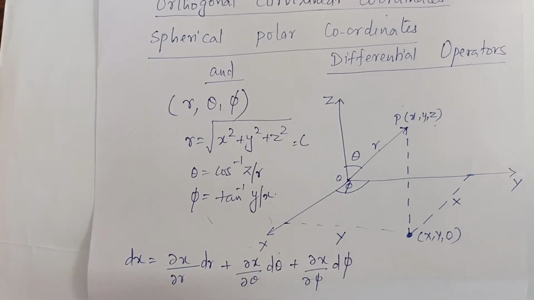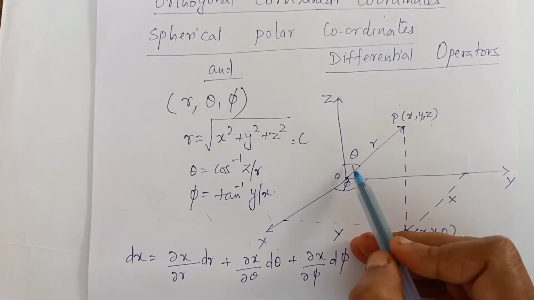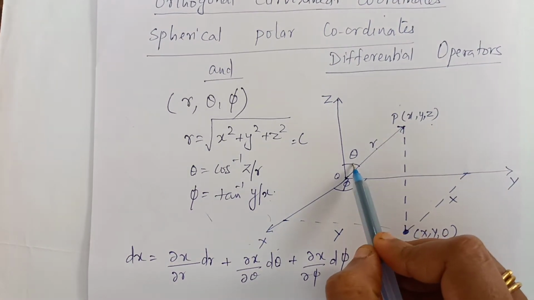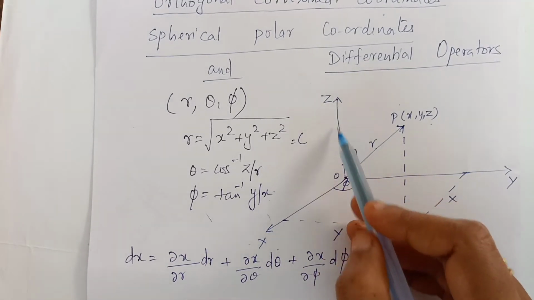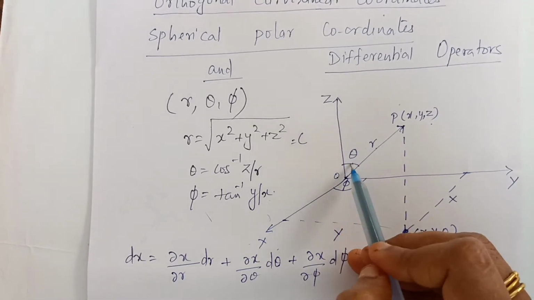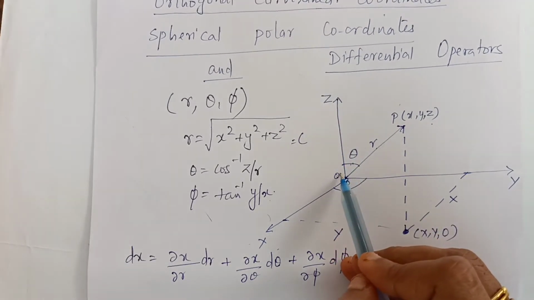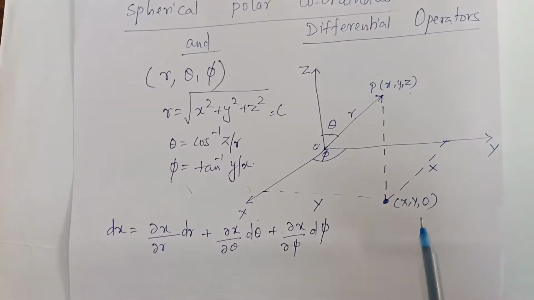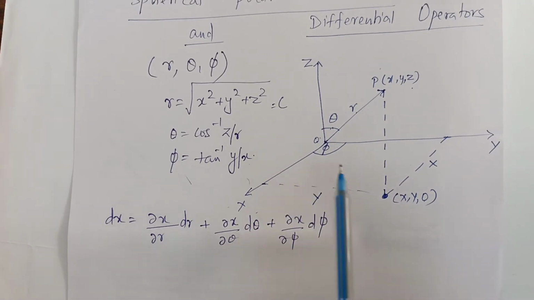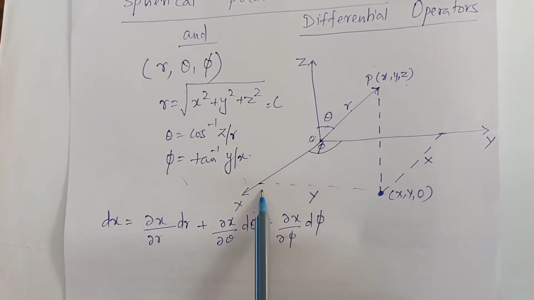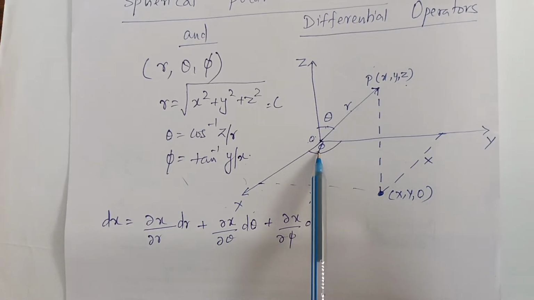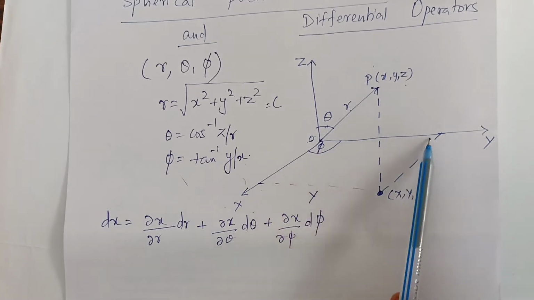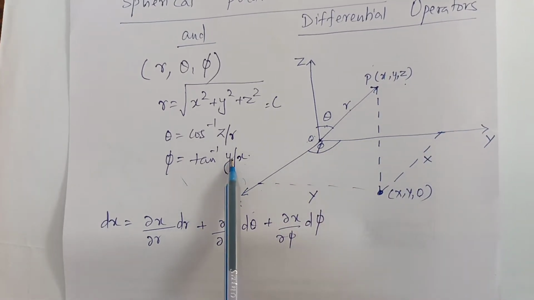Now we know theta is the polar angle. If this is theta, then cos theta will be, what will be the relation here? If this is theta, this will be z equals r cos theta. That means theta will be cos inverse of z by r. Now if you are considering this xy plane, then what is the phi angle here? Opposite by adjacent, tan phi will be y by x, or phi will be tan inverse of y by x.